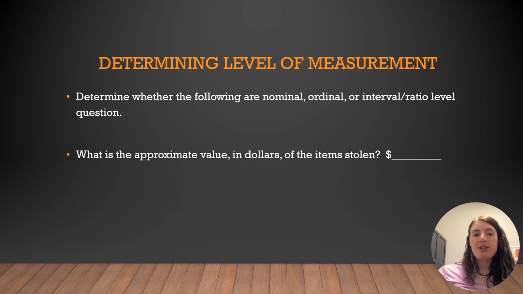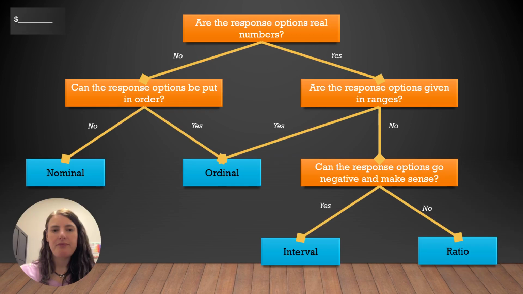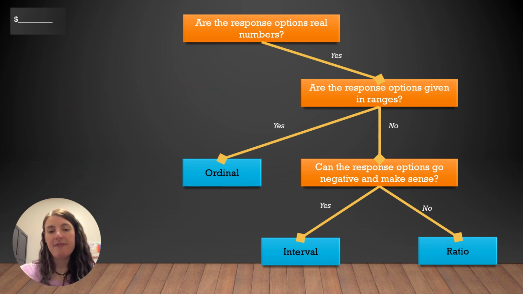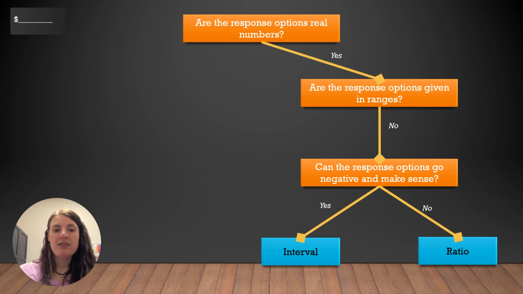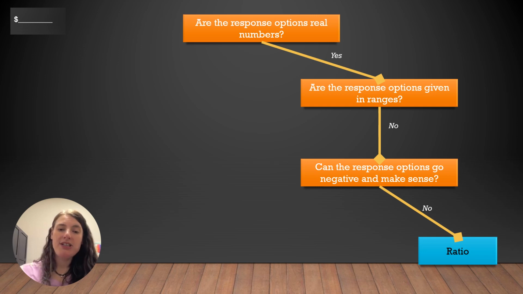This question asked the participants to identify the approximate value in dollars of the items that were stolen. They're given an open line here, meaning that they're going to provide a dollar amount of their choosing. So when participants write in a number, are they providing a real number? Yes. So this time we're going to the left. So then the next question, are the response options given in ranges? Nope, only a $1 amount is allowed. So I go to my last question. Can the response options go negative and make sense? Can I have a negative dollar amount stolen? Nope. So this time I have a ratio measure.